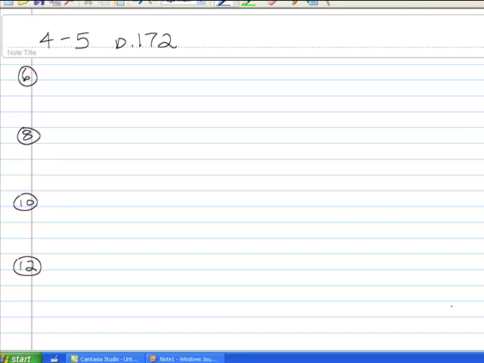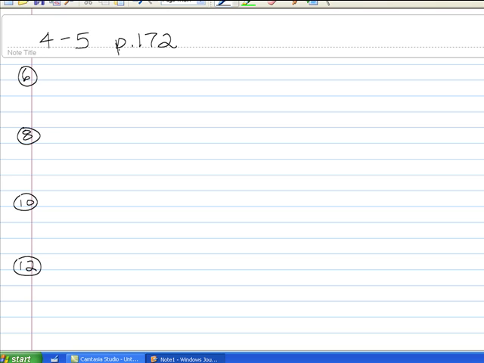Let's take a look at section 4-5, sample problems, and we'll start in the textbook on page 172, and we'll begin with exercise number 6. What we're to do in these exercises is state the complement of the given event, and then find the probability of the complement of the given event.